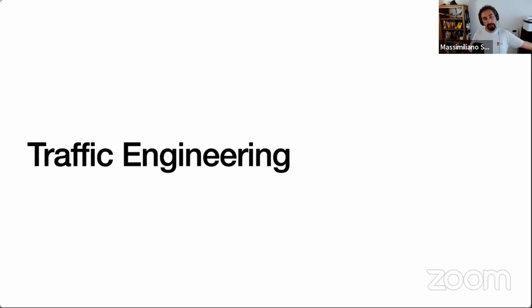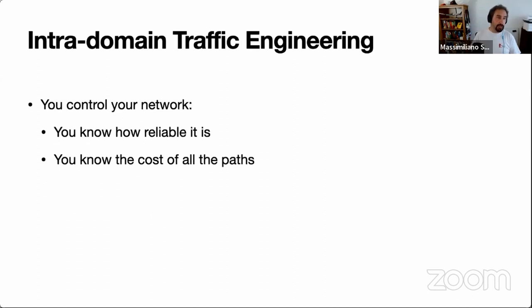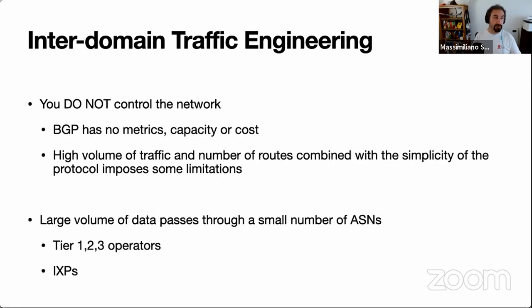So how do we use the attributes that we have seen so far? Now, we do traffic engineering. We can do it to manage capacity, make sure quality is of a certain level, manage the costs, or also recover from failures. And there are two ways. You can do intra-domain traffic engineering, which you can still do with the same exact attributes, but that's easier because you control the whole network. So you know the reliability, or you know the cost of all the paths. But inter-domain traffic engineering, so between you and other networks, it's not as easy.